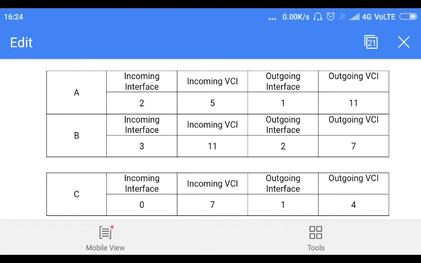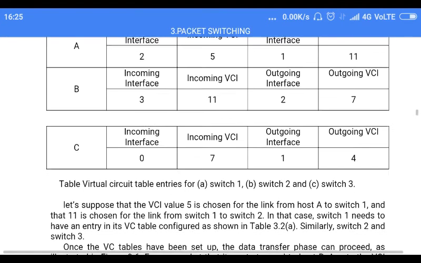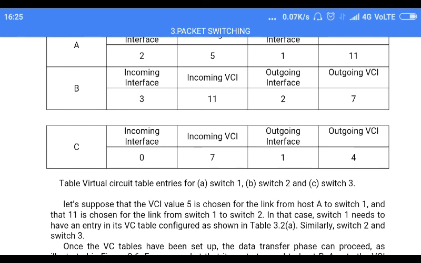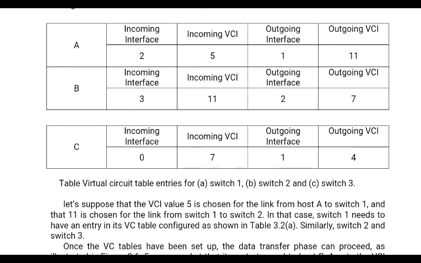Now the second switch is receiving this packet on interface 3, and the incoming VCI is 11. So for this connection, VCI 11, it has to be forwarded on the outgoing interface 2 and change the outgoing VCI to 7. The next switch is going to receive this packet on interface 0. If it has received the packet on interface 0 with incoming VCI 7, then for this connection it has to forward it on the outgoing interface 1 by changing the outgoing VCI to 4.